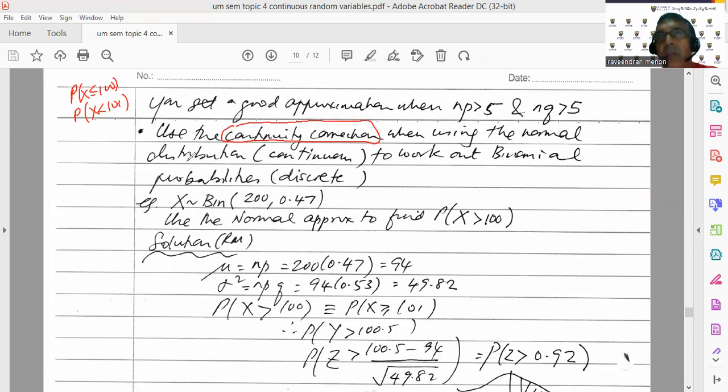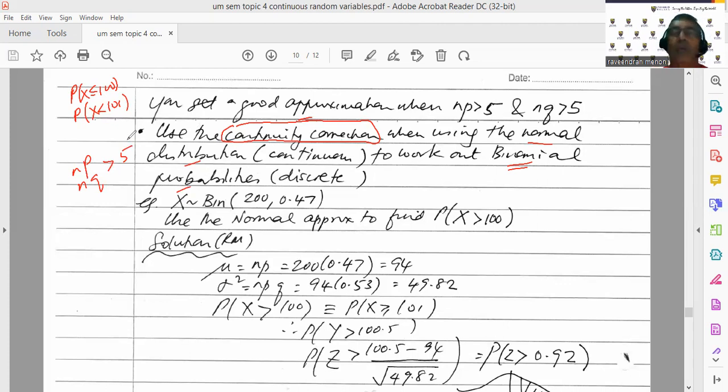So when you use the normal distribution to calculate binomial probabilities, you have to use the continuity correction or the half correction. You have to use it. Why? Because the normal distribution is a continuous distribution, whereas the binomial distribution is a discrete distribution. So when we do this approximation, you have to use the half correction. And you get a good approximation when your NP and your NQ are both bigger than 5.